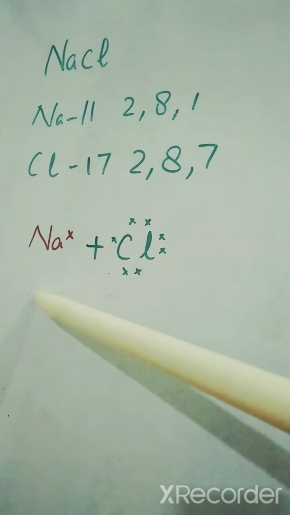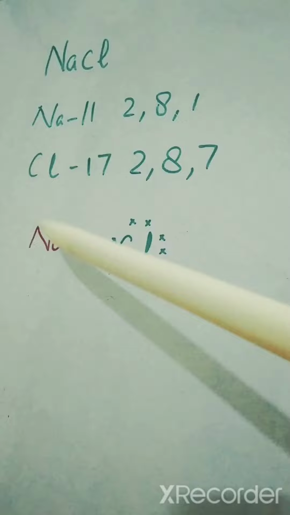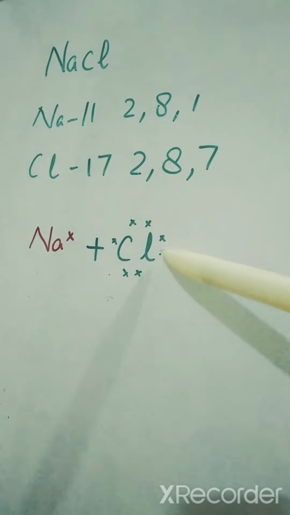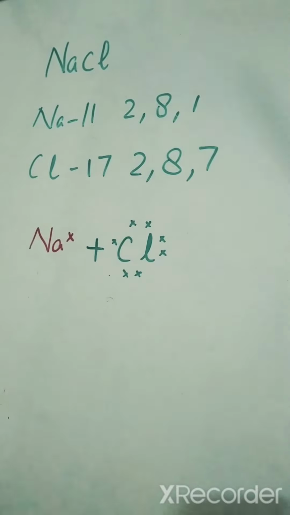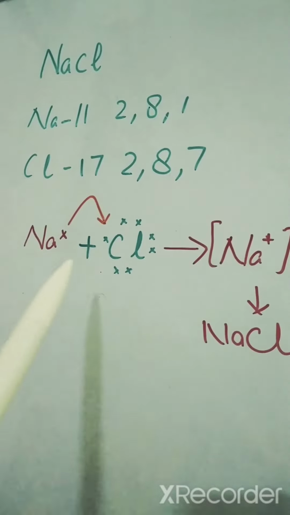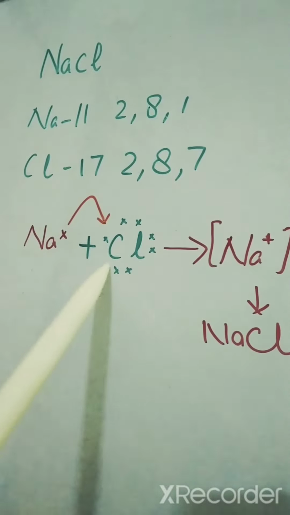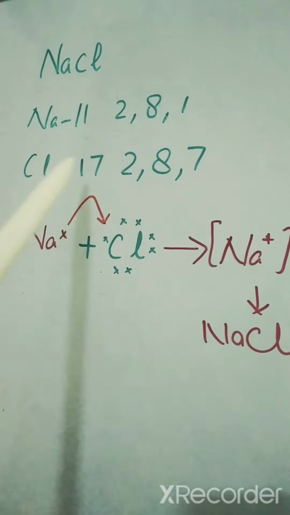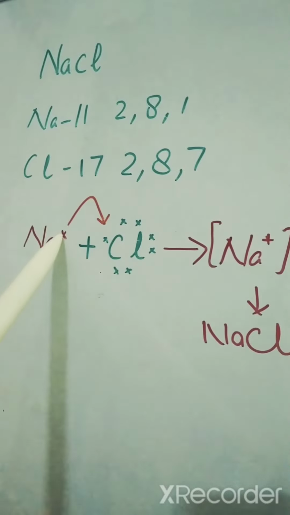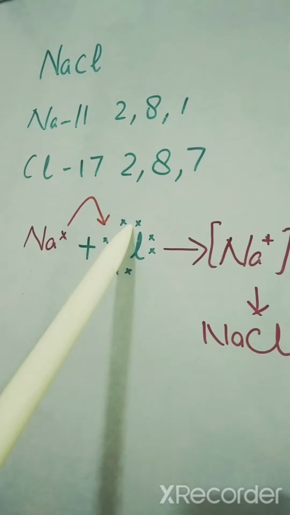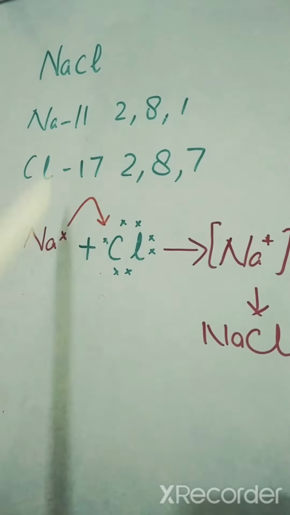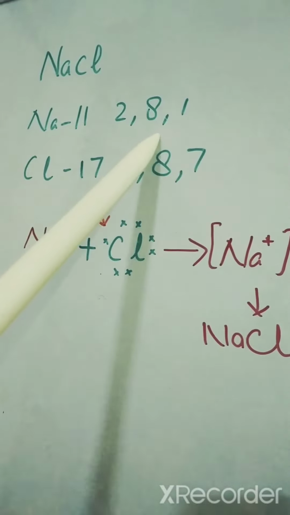So we will draw like this. Sodium has 1 electron, chlorine has 1, 2, 3, 4, 5, 6, 7 valence electrons. Now see this. So what has happened? Chlorine can't give its 7 electrons to sodium, but sodium can easily give 1 electron to chlorine. So sodium will give 1 electron to chlorine. Now chlorine will have 8 electrons and sodium will have the 2, 8 configuration.